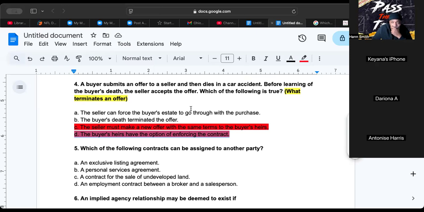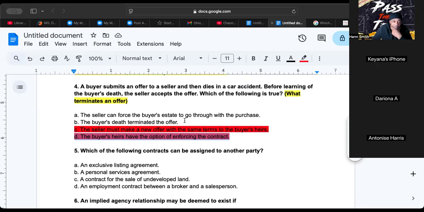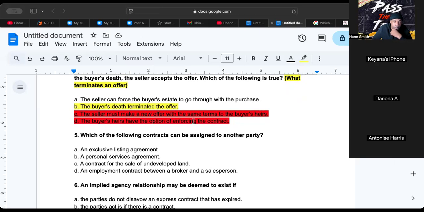B. Somebody who said B whispered it. All right, I'm going to go with B with y'all too on that one. Yeah, that death terminates the offer. All right. The death terminates the offer. All right.